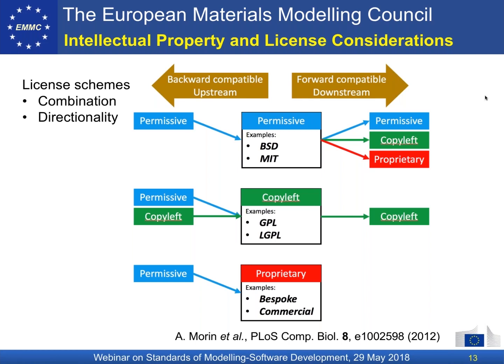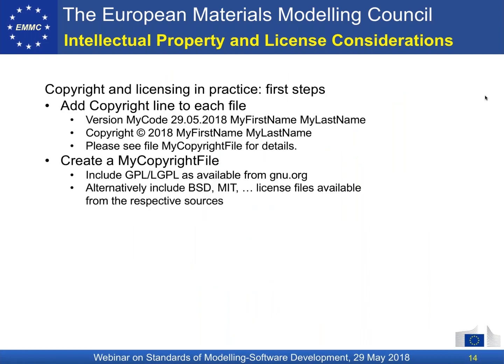Okay, the first step you want to take as a programmer, if you want to deal with intellectual property issues, is just to add a copyright notice to each part of your software. And this can be easily done. There's an example given here. You just add to each source code file which you have created the version and the name of the code and the date, for instance, and your name, and you add a copyright notice, which means that the code is copyrighted by you.